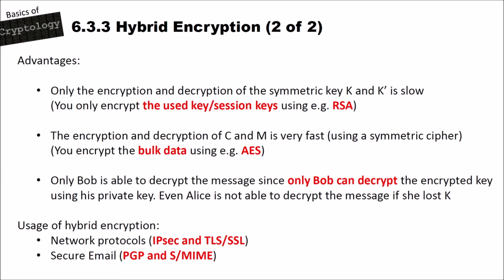And we have many examples where hybrid encryption is used, many famous examples. For instance, network protocols: IPsec and TLS/SSL use hybrid encryption. And of course, secure email, in that case PGP and S/MIME, also use hybrid encryption. Only the keys for the symmetric ciphers are encrypted using the asymmetric ciphers, which is slow, and the actual encryption and decryption of the messages is performed using a symmetric cipher, which is very fast.